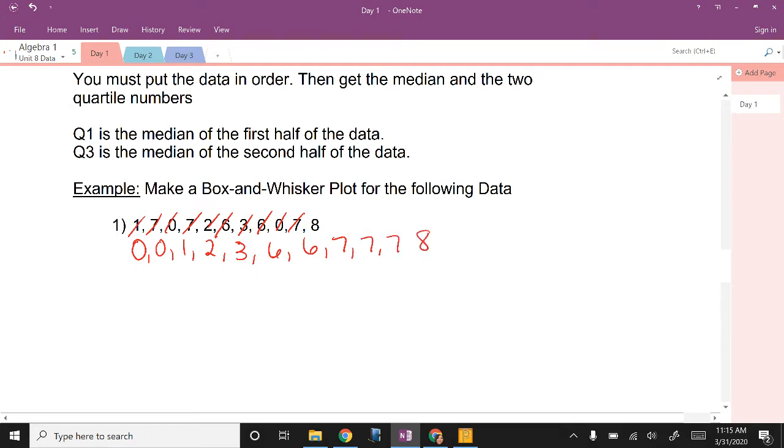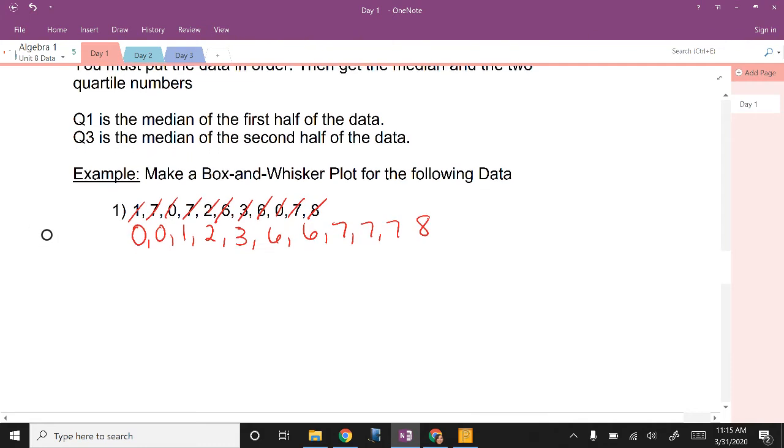And an 8. So I'm going to count my data and make sure that I didn't leave anybody out. 1, 2, 3. Should have 11. 1, 2, 3, 4, 5, 6, 7, 8, 9, 10, 11. Okay, so maybe I have everybody in there in order from least to greatest.